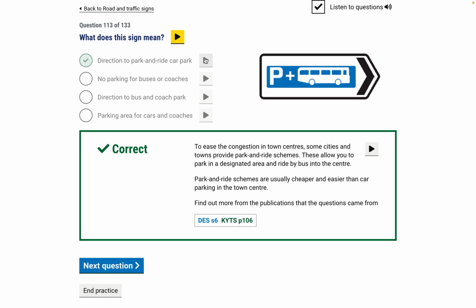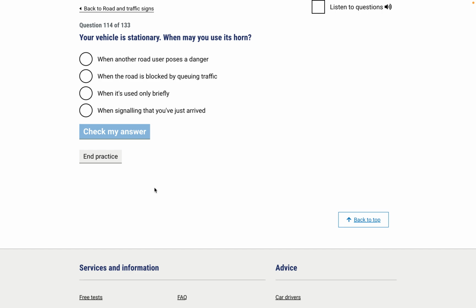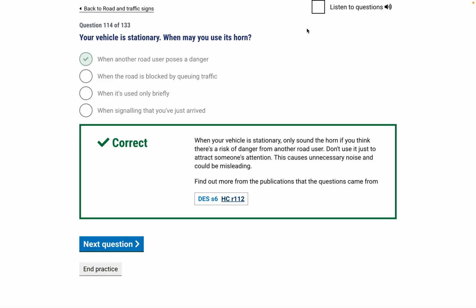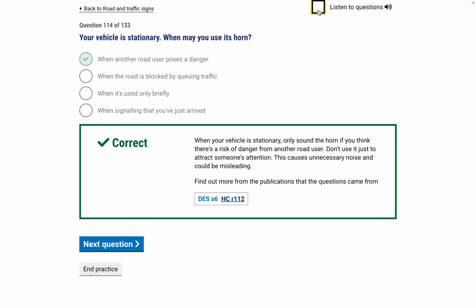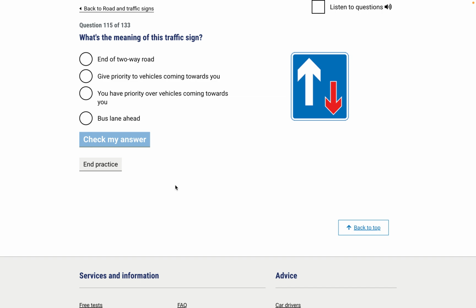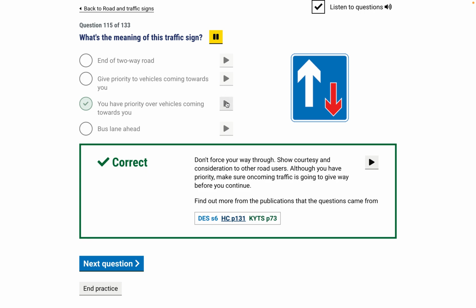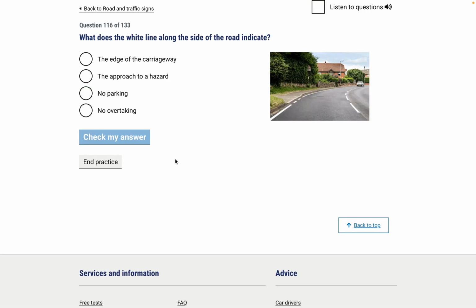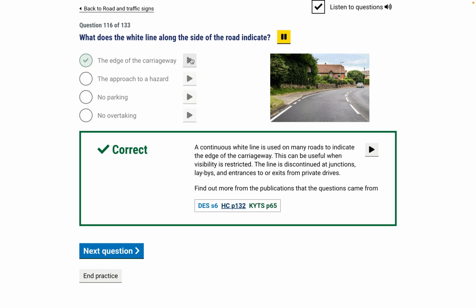What does this sign mean? Direction to park and ride car park. Your vehicle is stationary. When may you use its horn? When another road user poses a danger. What's the meaning of this traffic sign? You have priority over vehicles coming towards you. What does the white line along the side of the road indicate? The edge of the carriageway.